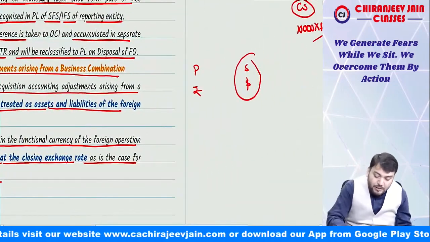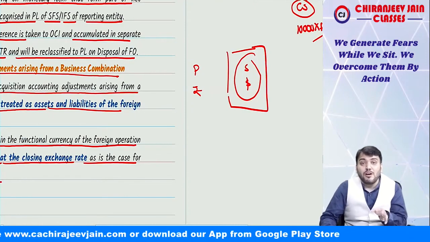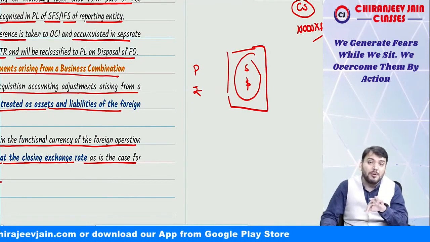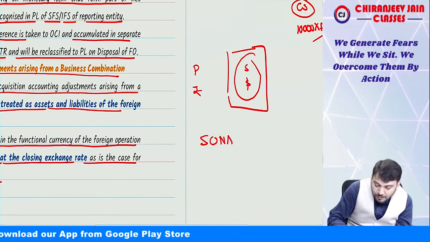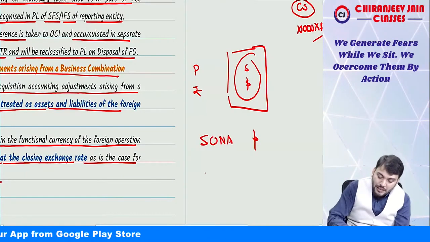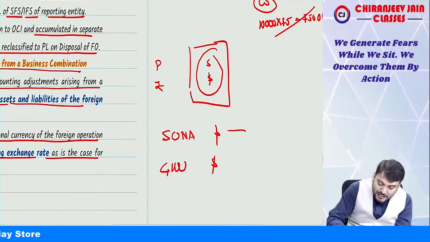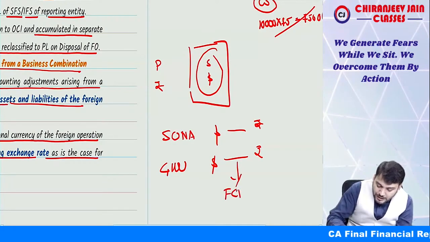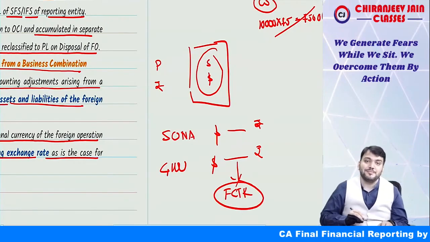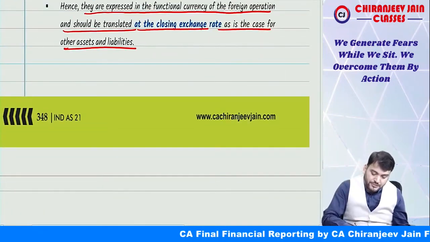Means goodwill is always calculated on the basis of dollar. When we calculate goodwill or gain on bargain purchase, for that we prepare statement of net asset. The statement of net asset will be prepared in dollar. Then goodwill will also be calculated in dollar. Then we need to translate this by using what? Functional currency of reporting entity. Then any difference will be transferred to what? FCTR. I hope you have understood this point. Correct. We'll take one question based on this, which is given in this chapter.